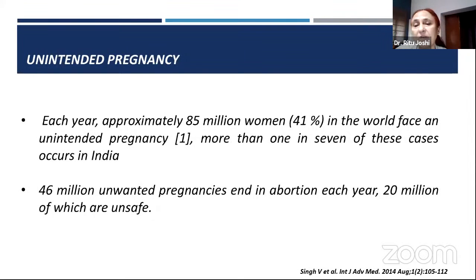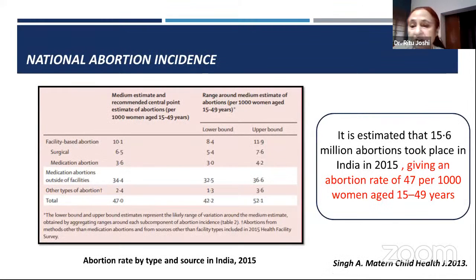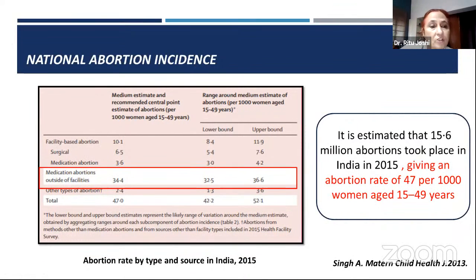Every year, we have approximately 85 million women who have unintended pregnancies. More than 1 in 7 of them are in our country itself, and 46 million unwanted pregnancies end in abortions every year. And there was a very interesting study by Singh et al., published in the Lancet, which has become a historic study. In it, medical abortions outside of the facilities were almost 34.4%, with 32.5% as the lower bound and 36.6% as the upper bound. It has been estimated to be a very high rate in our country.